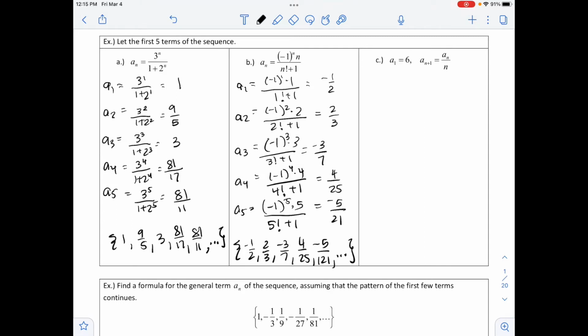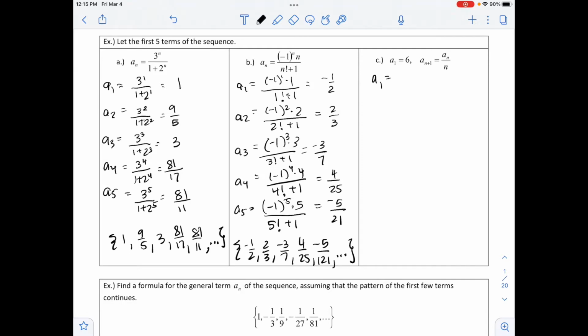And so writing our sequence in order, we get negative 1/2, comma, 2/3, comma, negative 3/7, comma, 4 over 25, and negative 5 over 121. This is an alternating sequence. It's going from negative to positive, negative, positive, and negative. So the next one that we have is done a little bit differently.